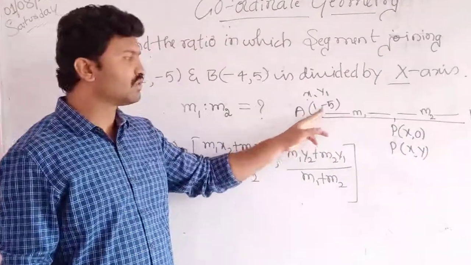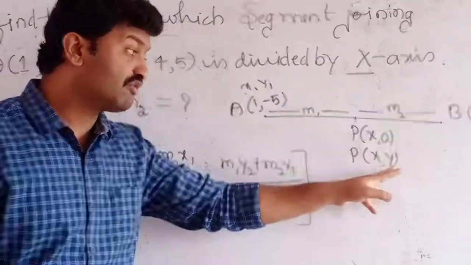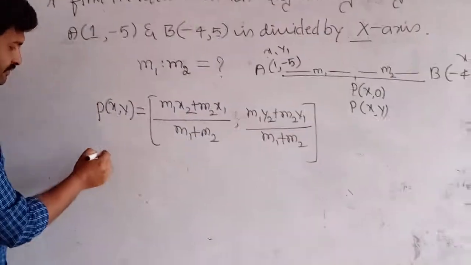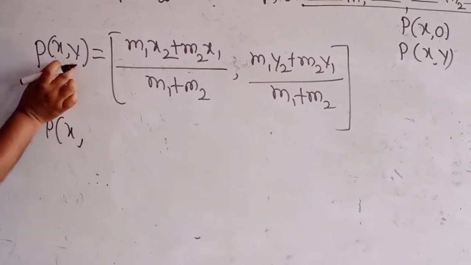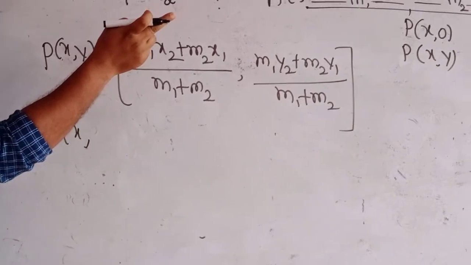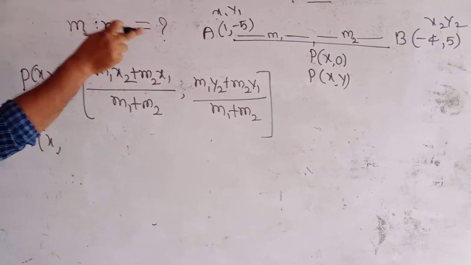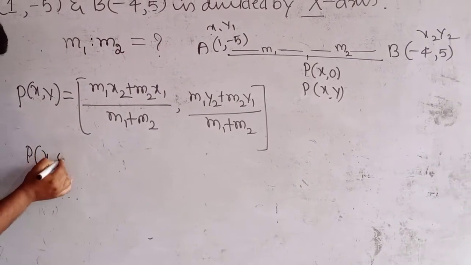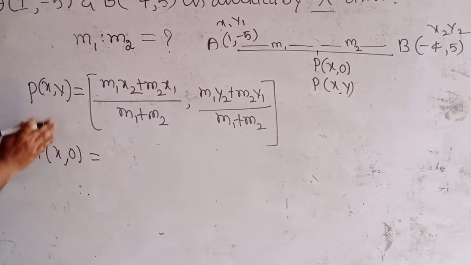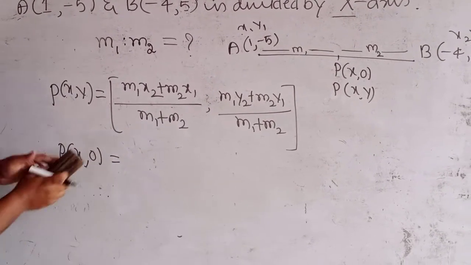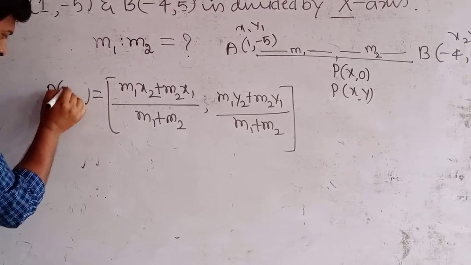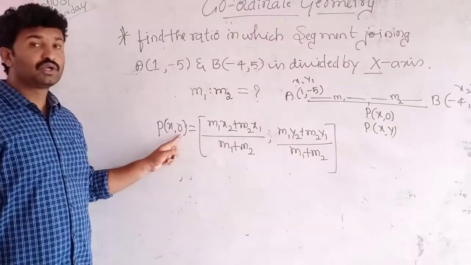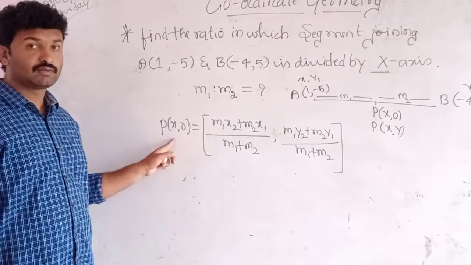In the question we know x1, y1, x2, y2 and P(x, y). We need to find m1 and m2. The line segment is divided by the x-axis, so the point is (x, 0). This point we know, right? x, 0. We know the value of the y coordinate. We don't know the value of the x coordinate.